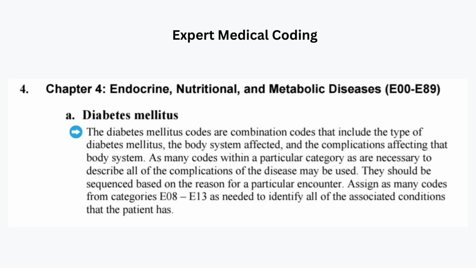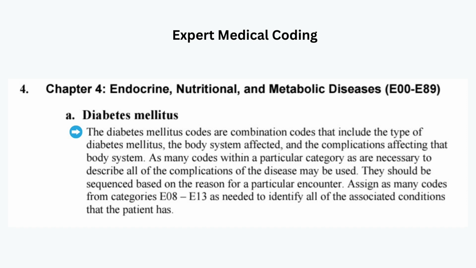Diabetes mellitus. The diabetes mellitus codes are combination codes that include the type of diabetes mellitus, the body system affected, and the complications affecting that body system. As many codes within a particular category as are necessary to describe all of the complications of the disease may be used. They should be sequenced based on the reason for a particular encounter. Assign as many codes from categories E08 to E13 as needed to identify all of the associated conditions that the patient has. Now that we have read the guideline, let's break it down into an easy to understand explanation.